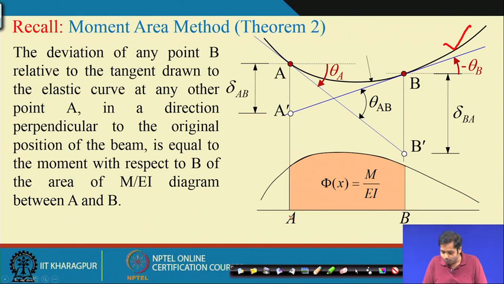and M is the bending moment and EI is the flexural rigidity, and the M by EI diagram between 2 points is this, and the slope at point A is this and the slope at point B is this, and the angle between these two slopes is theta AB, then theorem 1 says that theta AB will be the area of this M by EI diagram. And theorem 2 says that this is point B, and this is the deviation of point B with respect to the slope at point A.